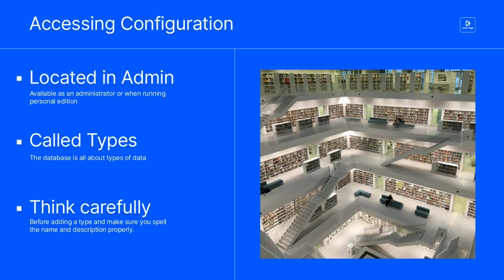The first thing you need to do is give your type a name. This is the name that will be used to refer to the type in the system. You can add a description to remind you, and others, what this type is all about. Click Save to save your type.